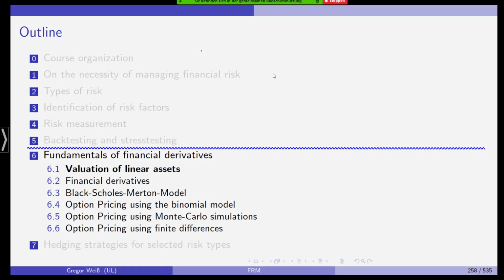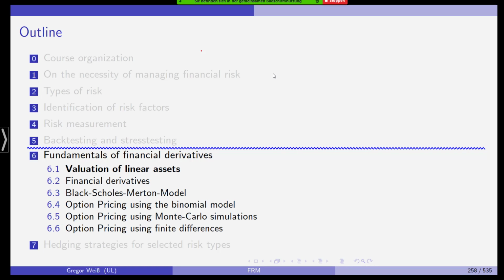Hi, and welcome back to our class in financial risk management. We've now arrived at chapter 6, in which I want to show you the fundamentals of financial derivatives, and we'll start with the valuation of linear assets.